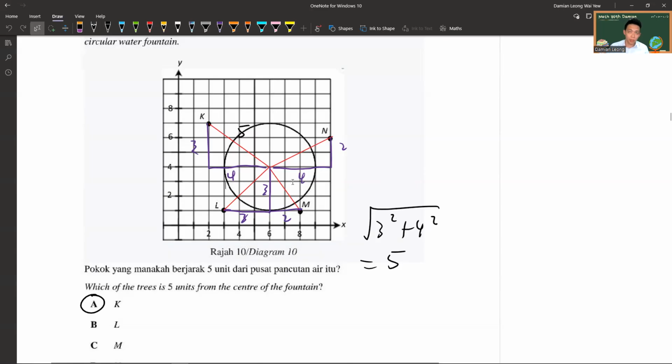But if not, then you calculate one by one and just see which one gives you 5 using Pythagoras theorem.